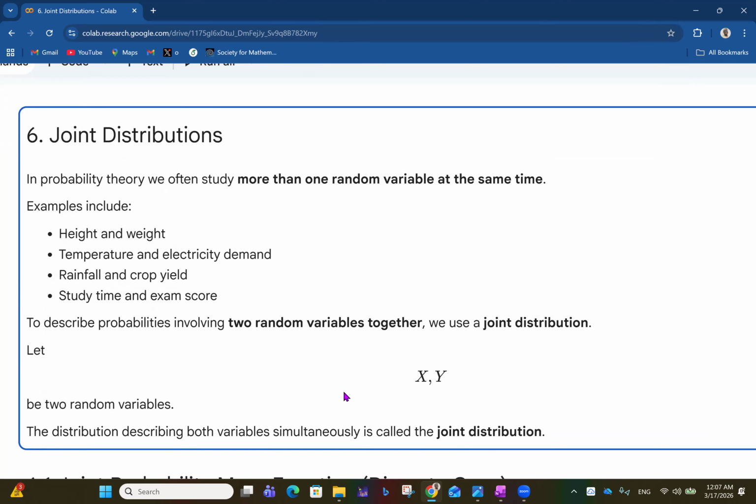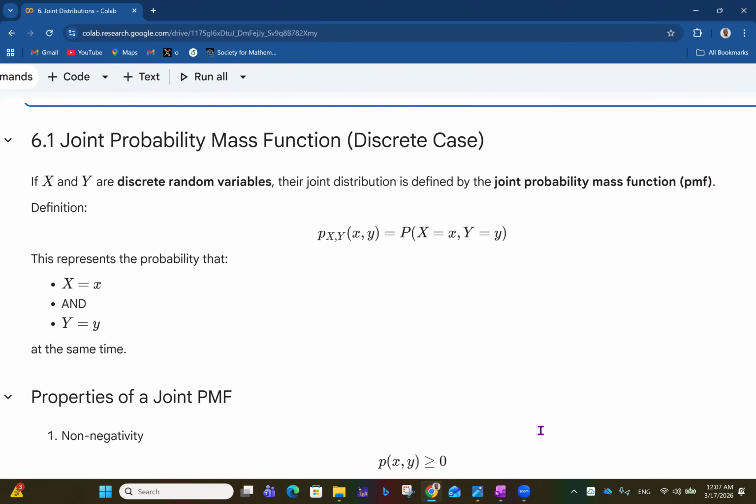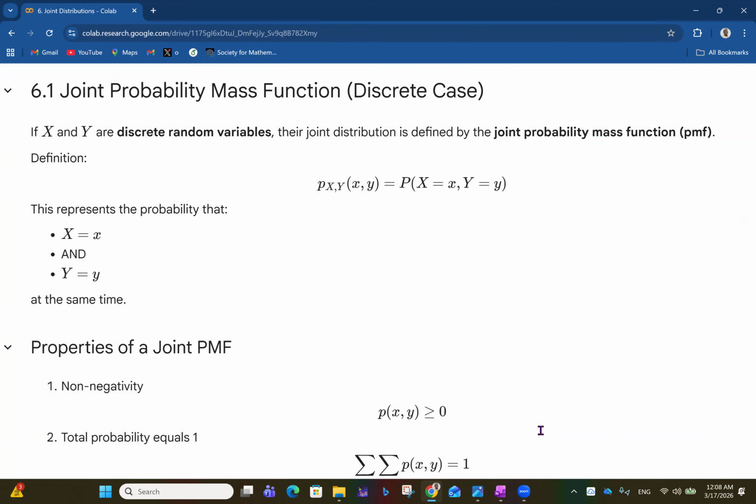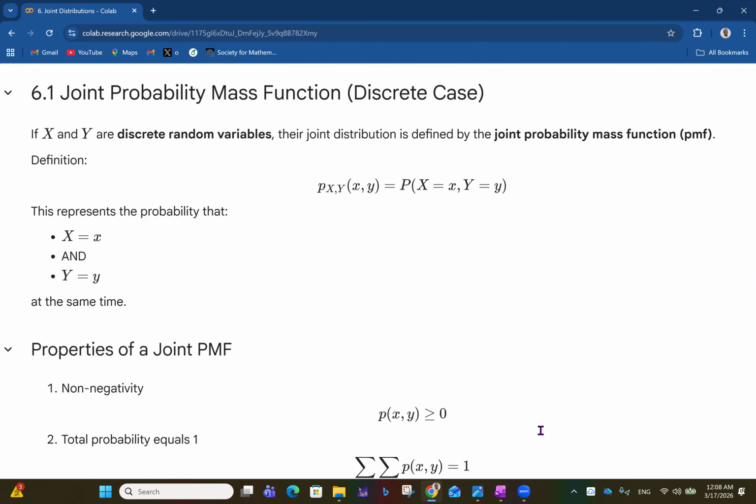So if you let X and Y be two random variables, the distribution describing both variables simultaneously is called the joint distribution. We look at the joint probability mass function for the discrete case. Before now, we already learned that we use the PMF, the probability mass function, for discrete variables, and the probability density function for continuous variables.